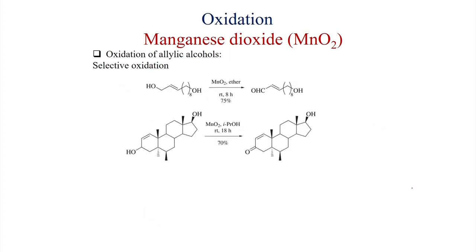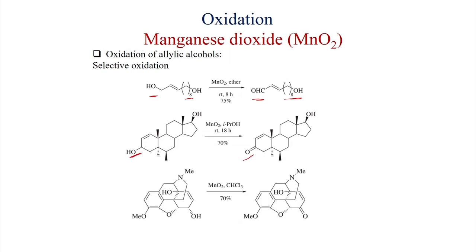Here, selective oxidation of allylic alcohol in the presence of other saturated alcohol is also possible. Like here, a linear diol, where this is the allylic alcohol and this is the saturated alcohol. So, when MnO2 is treated with this in ether solvent at room temperature, only the allylic alcohol goes to aldehyde and the saturated alcohol remains unreacted. Also, in a steroid molecule where a secondary allylic alcohol and a saturated alcohol are present, under this condition only the secondary allylic alcohol gets oxidized to the alpha beta unsaturated enone and the saturated alcohol does not react.